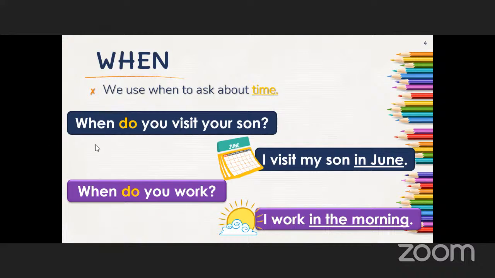Example number 1. When did you visit your son? When. ¿Cuándo? Tiempo. ¿Cuándo visitas a tu hijo? When did you visit your son? I visit my son in June. Como ustedes observan, pues hace referencia al tiempo, las palabras que están subrayadas. ¿Cuándo? Pues en la respuesta, en junio.